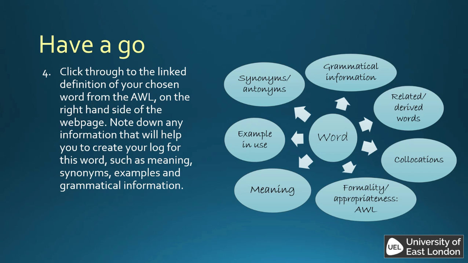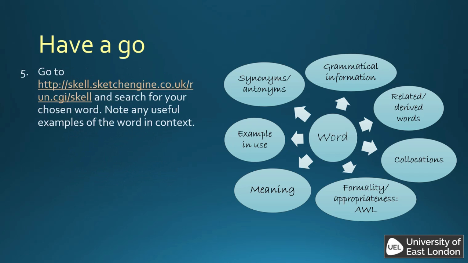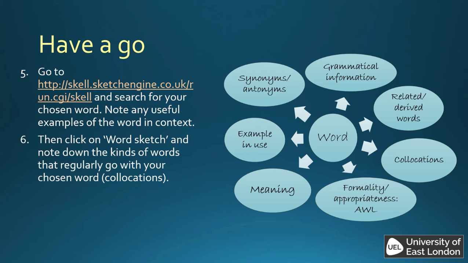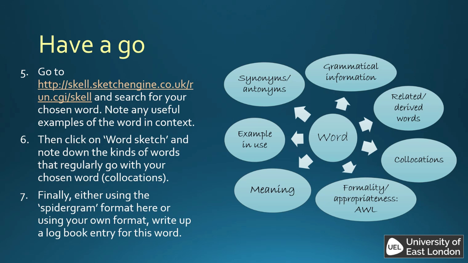Step 5. Go to skell.sketchengine.co.uk and search for your chosen word. Note any useful examples of the word in context. Step 6. Then click on Word Sketch and note down the kind of words that regularly go with your chosen word, their collocates. Step 7. Finally, either using the spidergram format or using your own format, write up a logbook entry for this word. So how did that go?